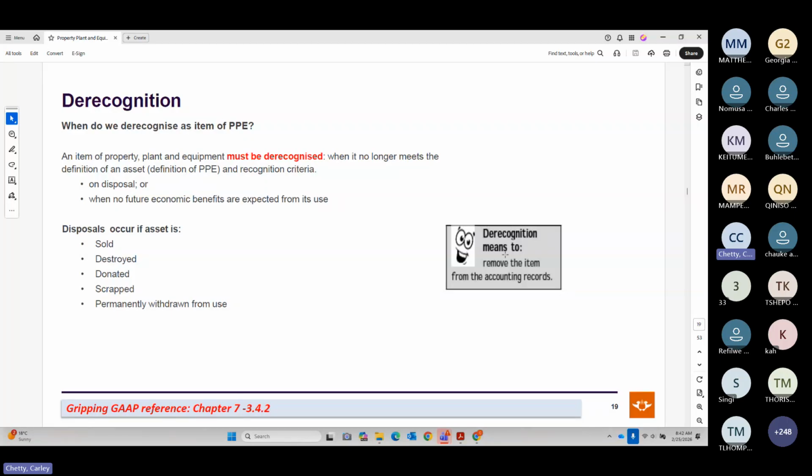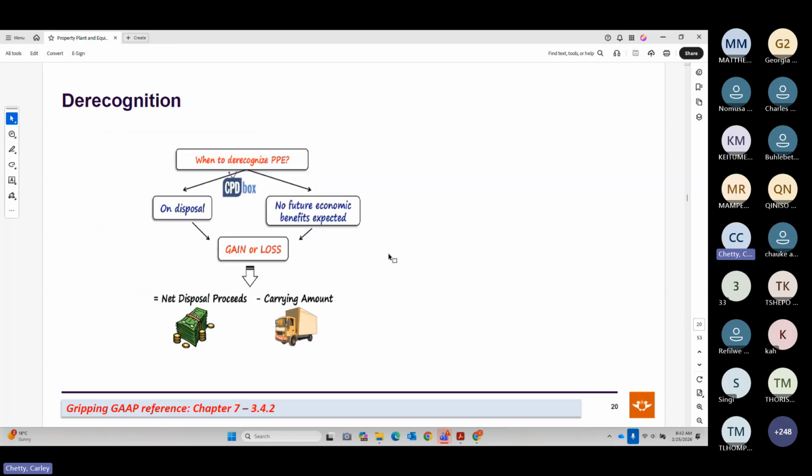So derecognition means to remove the item from the accounting records. So we need to remove all those items that relate to the PPE that we are derecognizing. So when to derecognize PPE, we said this will happen on disposal or when no future economic benefits are expected. When we have a disposal, there will usually be a gain or a loss on the disposal. And this is calculated by taking the net disposal proceeds minus the carrying amount.